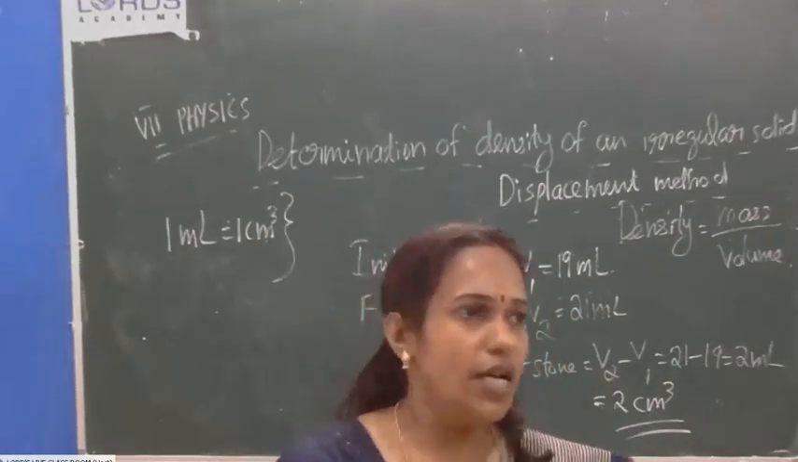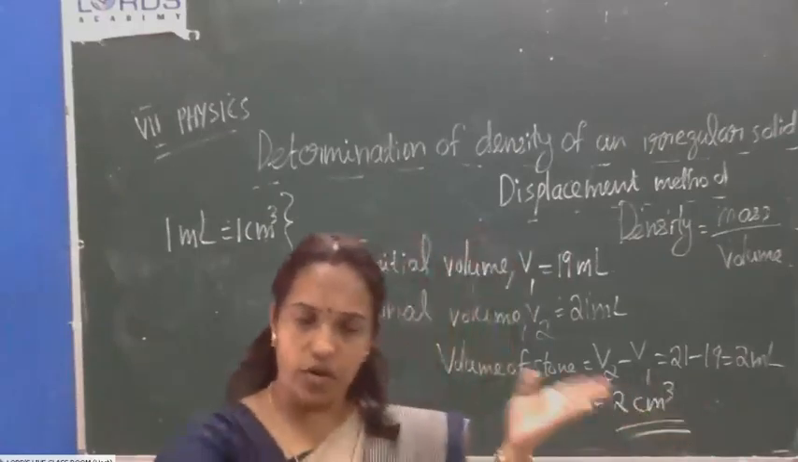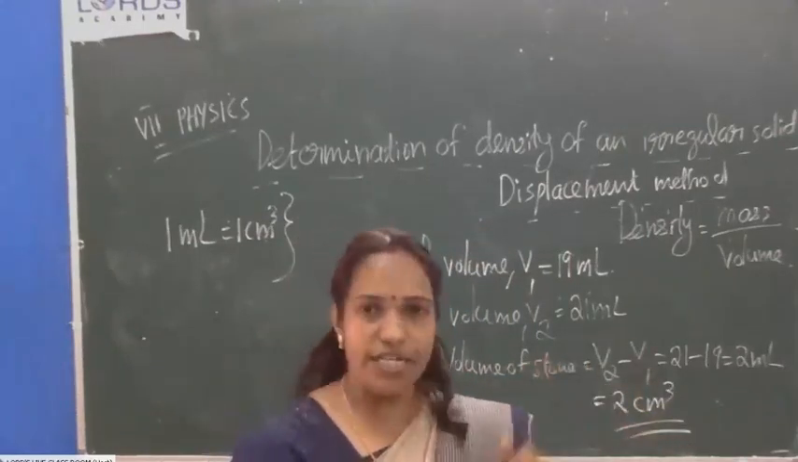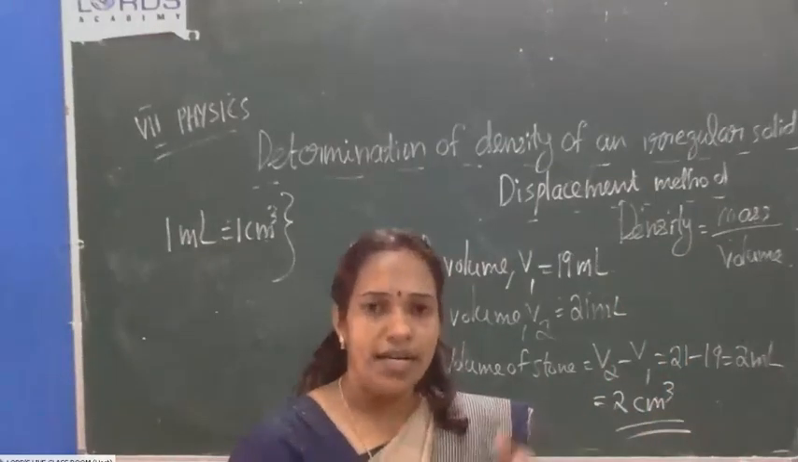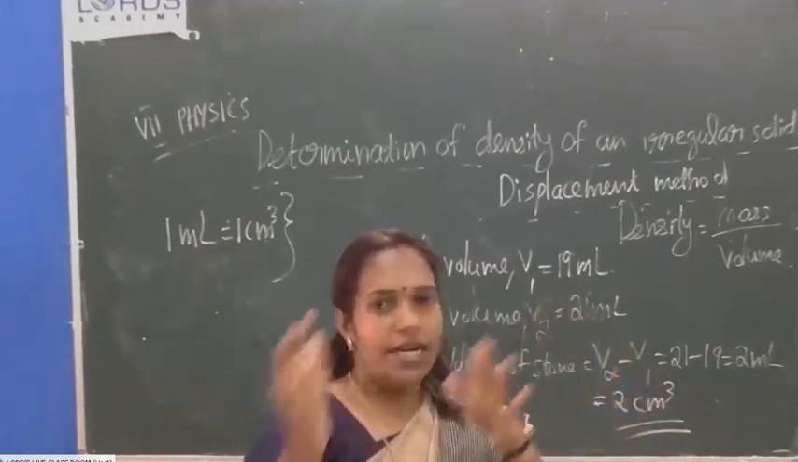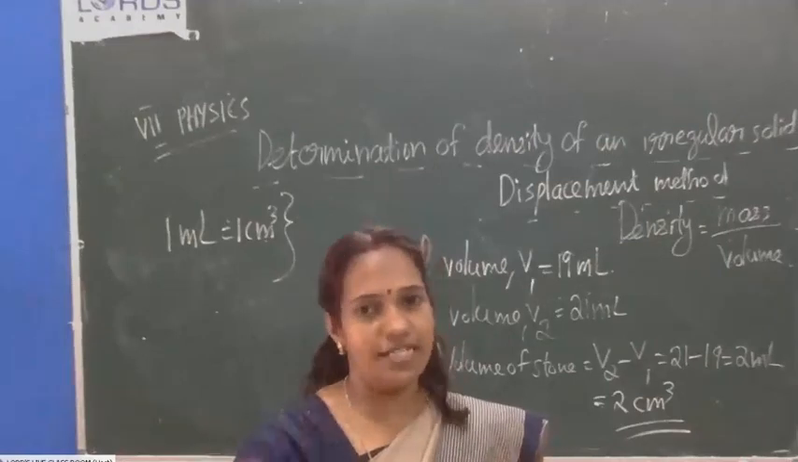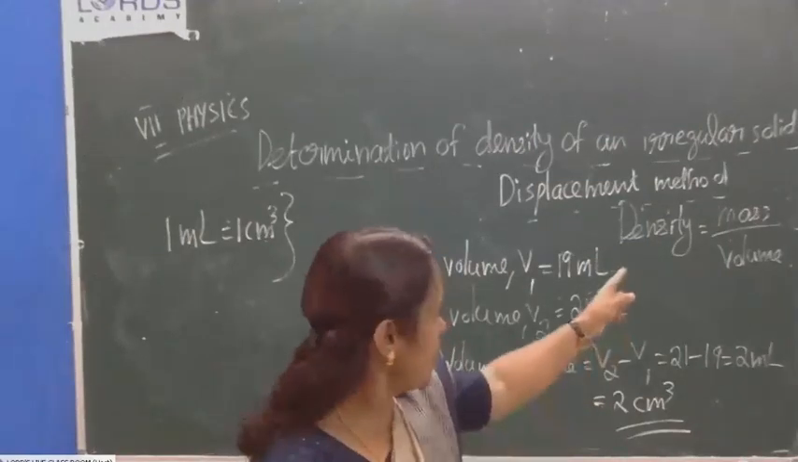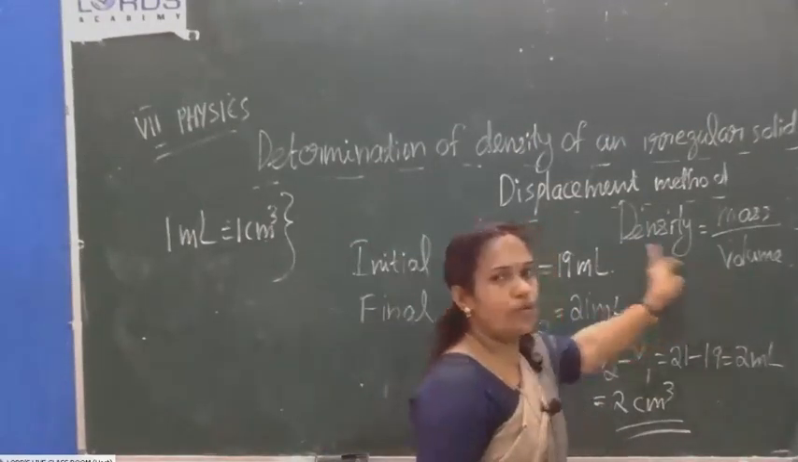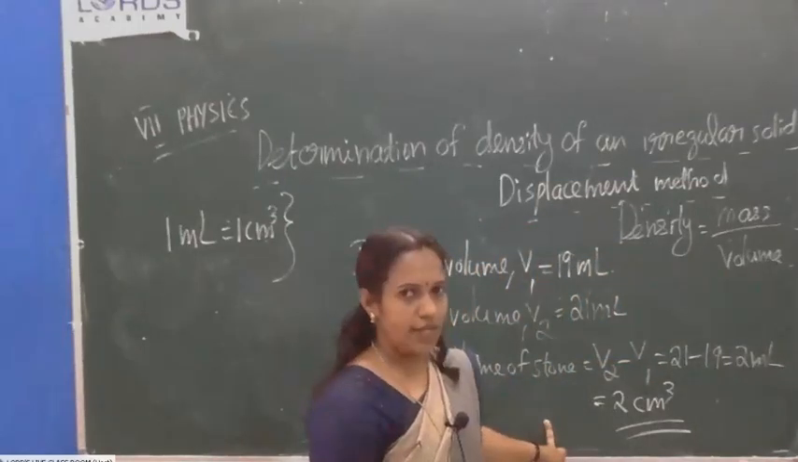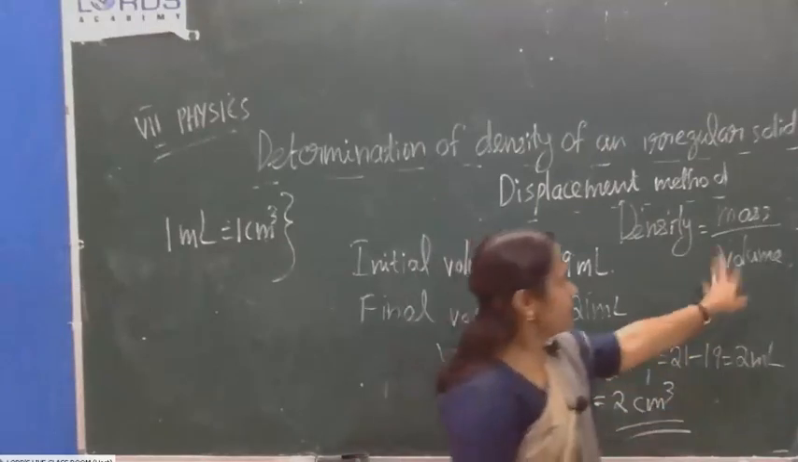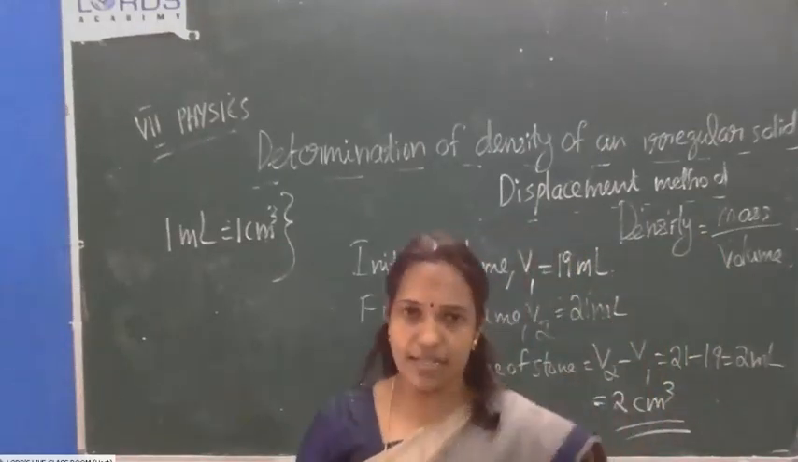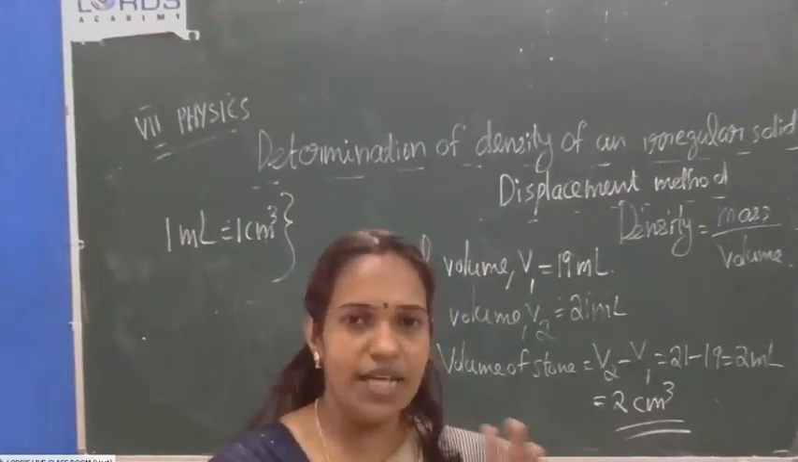A problem will be there: the mass of a stone or any object is 20 gram. If we immerse that object in water, its level increases from 10 to 20. Find its density. So mass you can directly substitute, and volume you have to calculate using this. 10 to 20 means 20 minus 10, which is 10. Then substitute in this equation and find out the answer. Clear?